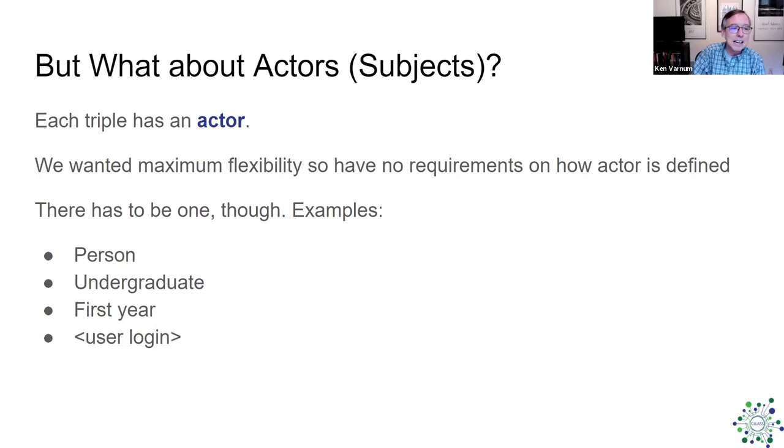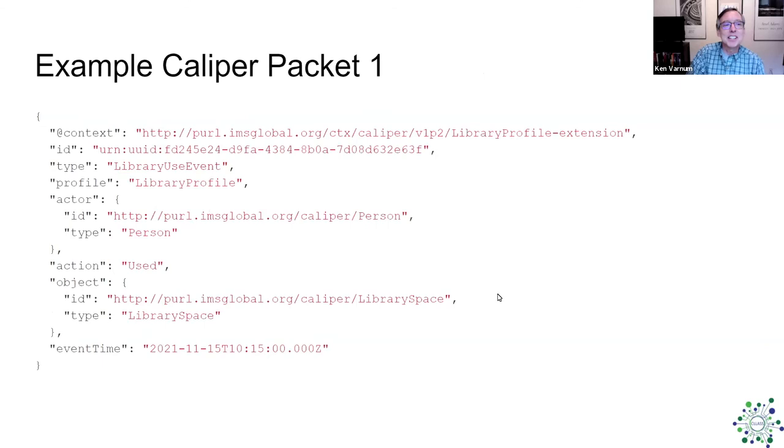And again, like anything else, you can attach more and more information to this if it suits your needs. All right, so what does all this look like when all is said and done? Now the next slide. This is a fairly simple, straightforward event packet describing a single discrete event that might be sent from a library to a learning store.